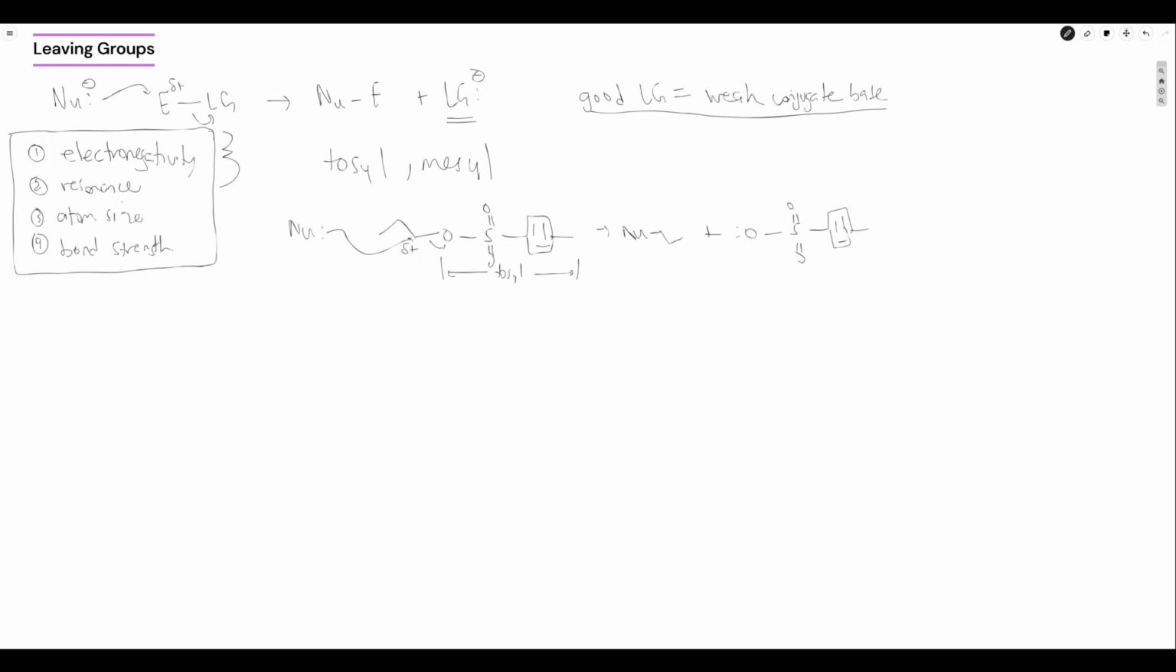Now, it should be pointed out that this is indeed a very weak conjugate base. Why is it a weak conjugate base? It's a weak conjugate base because this lone pair on the oxygen is really not available to pick up a proton. Why is it not available to pick up a proton? Well, it's for the 2 reasons that I showed above.